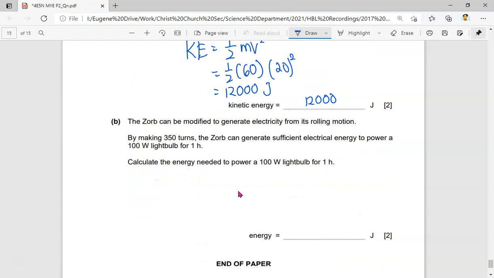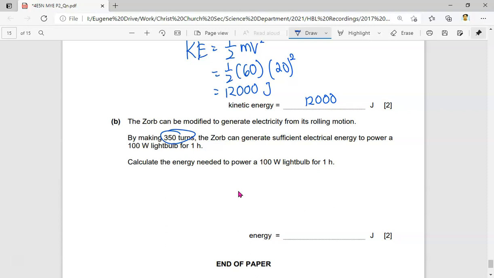It says the zorb can be modified to generate electricity from its rolling motion. By making 350 turns, the zorb can generate sufficient electrical energy to power a 100-watt light bulb for 1 hour. Calculate the energy needed to power a 100-watt light bulb for 1 hour. So you're thinking, does this 350 turns make any difference?